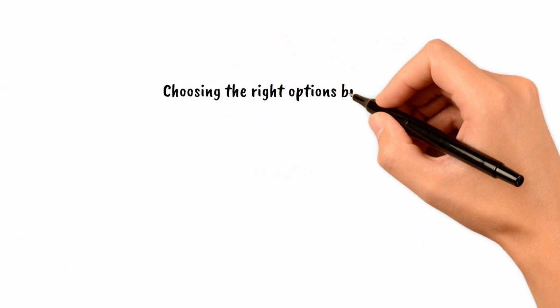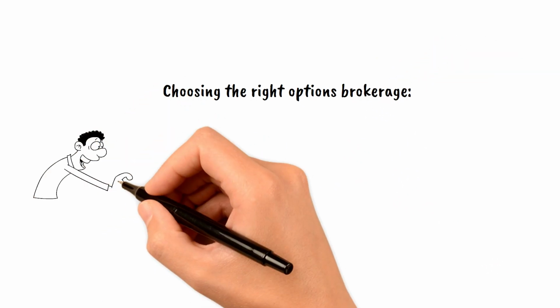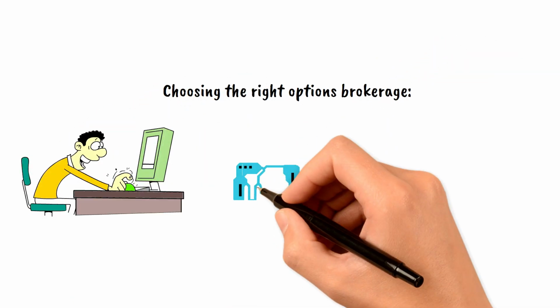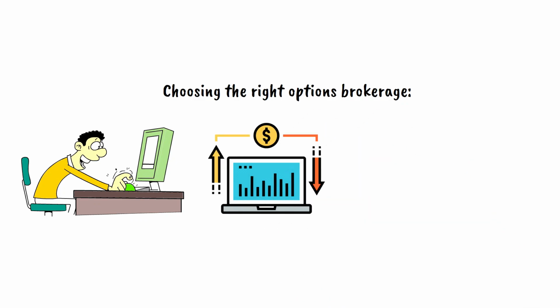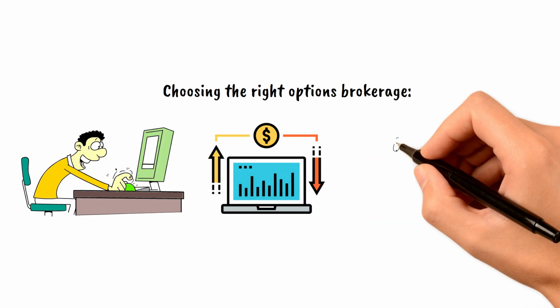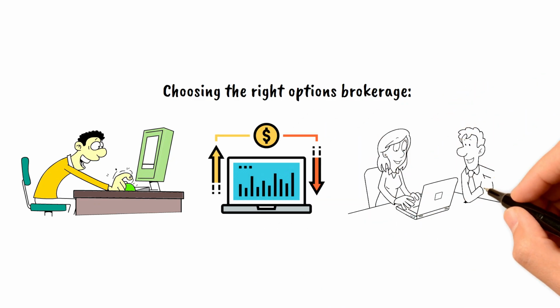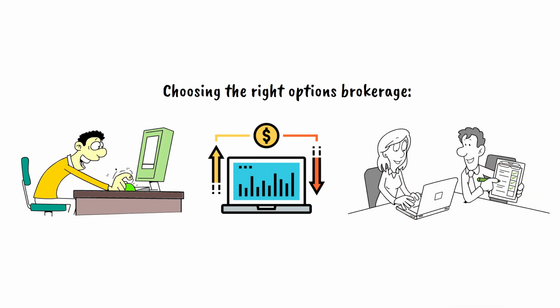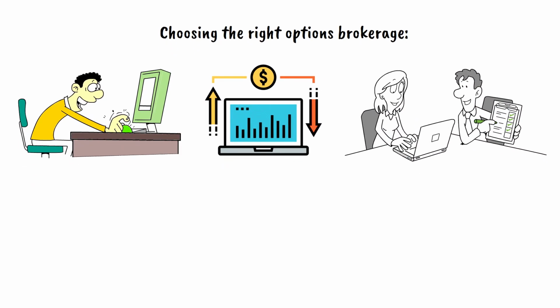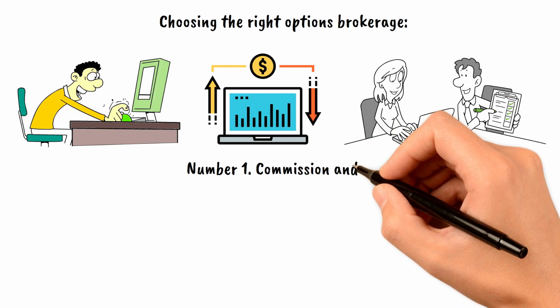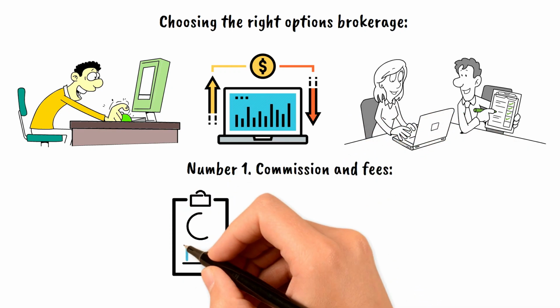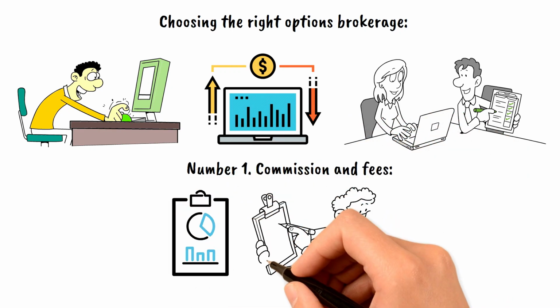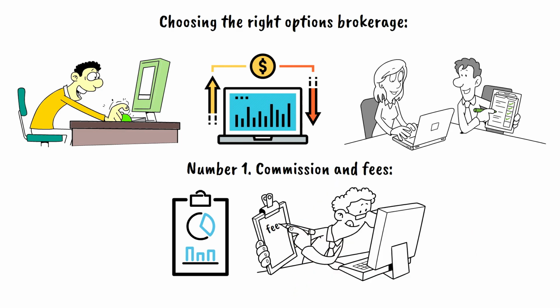Choosing the right options brokerage. To start trading options, it's crucial to choose a reputable and user-friendly brokerage platform. Create a checklist of these features and check them all while finalizing your brokerage platform. Number 1. Commission and fees. Compare the commission structure and any additional fees charged by different brokers.